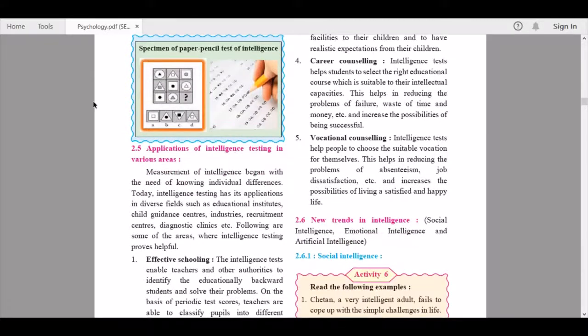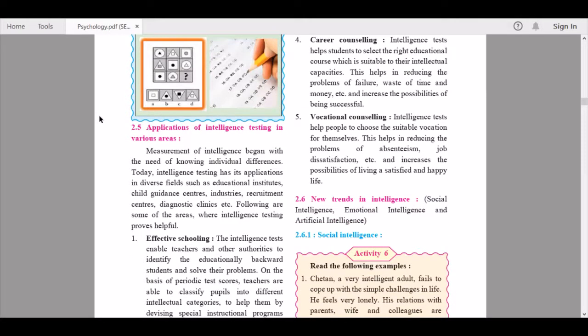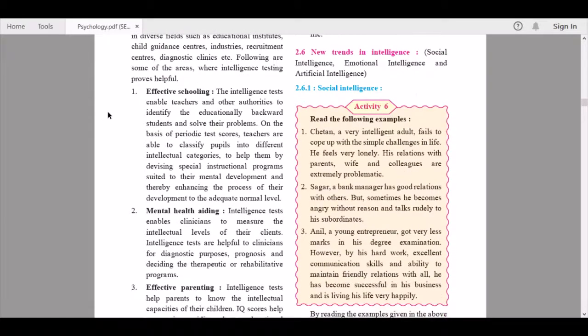Then we continue to unit 2.5, applications of intelligence testing in various areas. Here we start with: measurement of intelligence began with the need of knowing individual differences. Today, intelligence testing has its applications in diverse fields such as educational institutes, child guidance centers, industries, recruitment centers, diagnostic clinics, etc. Following are some of the areas where intelligence testing proves helpful. The first pointer here says effective schooling.